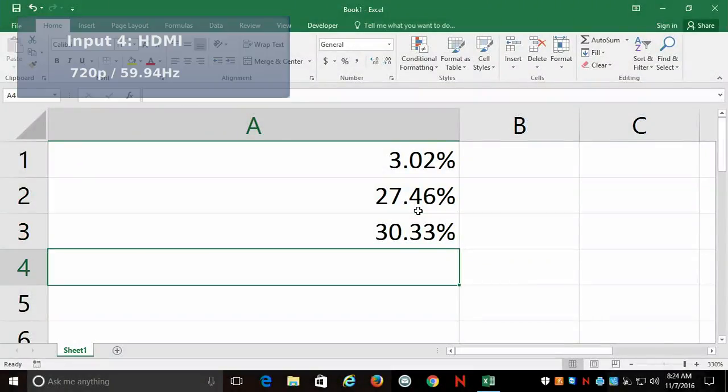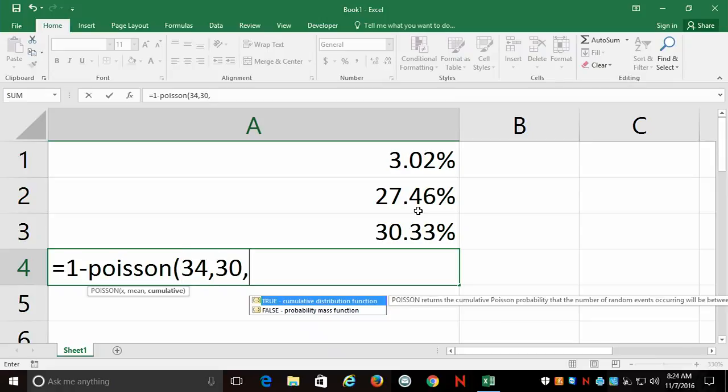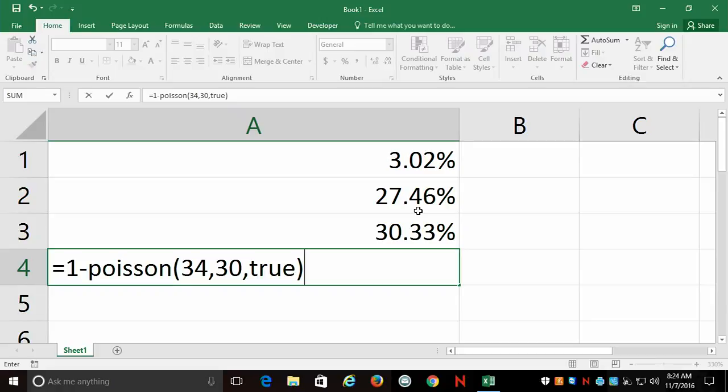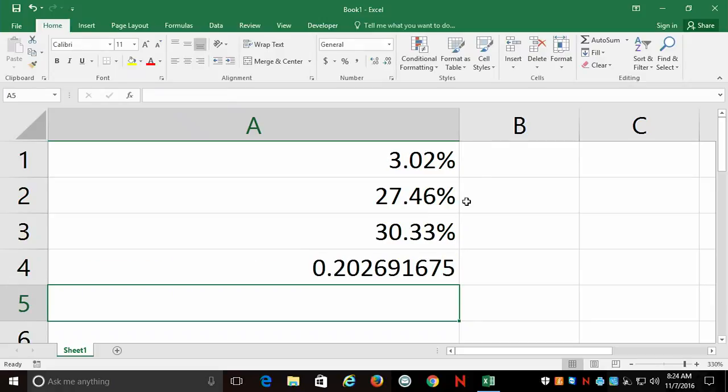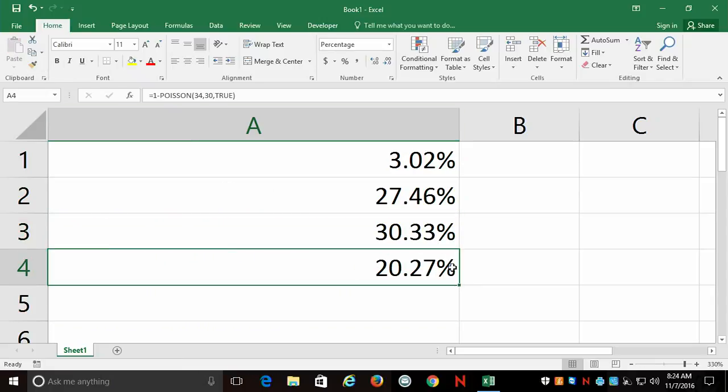So let's go to the PC here. Equal 1 minus 34, because I want to be left with 35 and up. So I'm going to subtract off, take 1 or 100%, and subtract off 34 and down. And I get, hey, there's about a 20.27% chance of that.